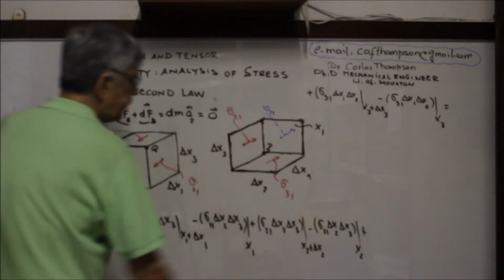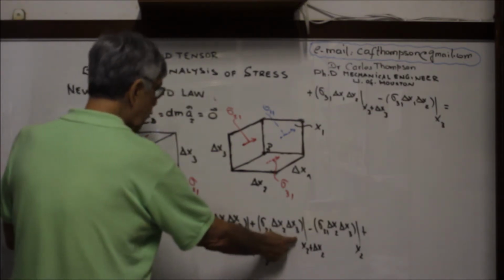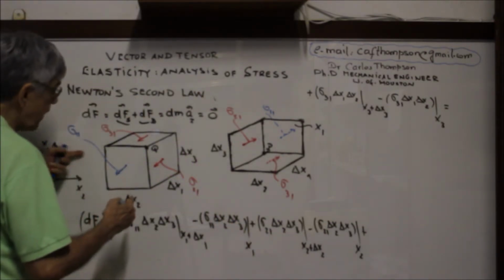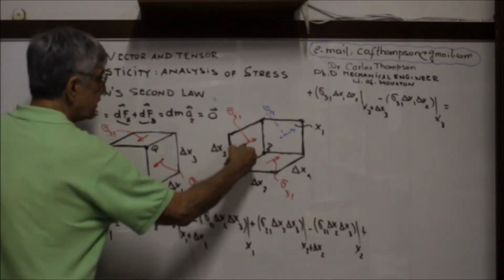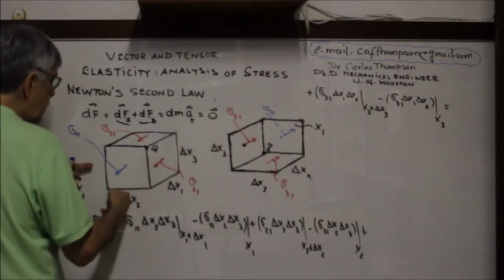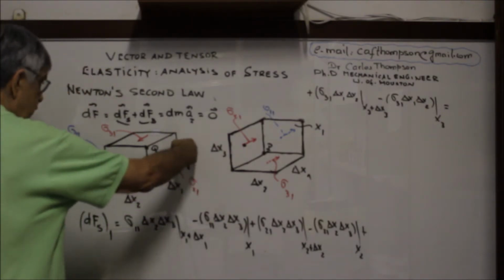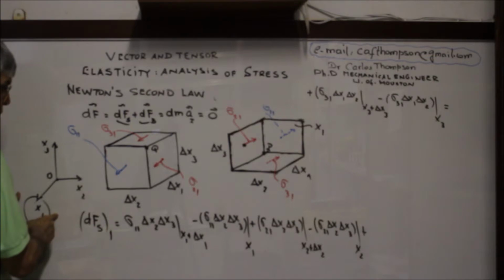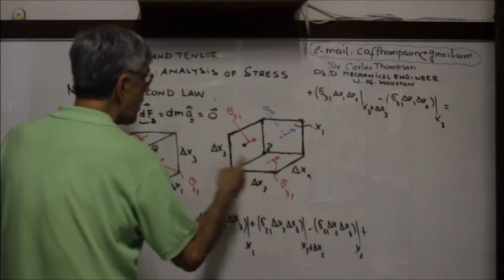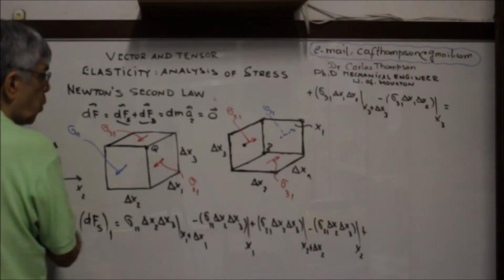Now, let's do the same with this one. This is sigma 2,1, delta x1, delta x3, at x2 plus delta x2. This area over here is at x2, and the front face will be x2 plus delta x2. The arrow here is in the same direction as x1, so this is plus. This one is minus because it is in the opposite direction of e1.